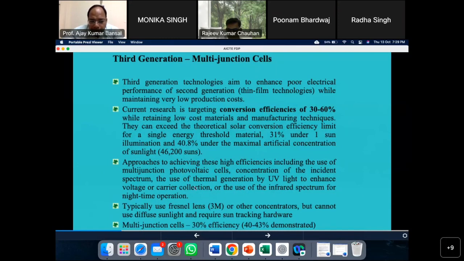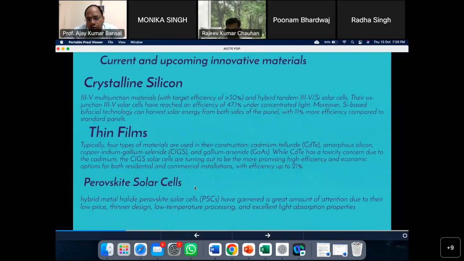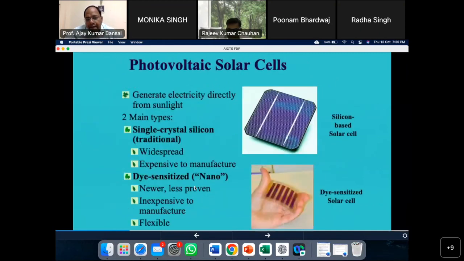So we have multi-junction cells which have 30% efficiency, and we are working on getting 40 to 43% efficiency. The current and upcoming innovative materials which we will be using are crystalline silicon, thin films, and perovskite solar cells. So we have photovoltaic solar cells, silicon based solar cells, and now some are dye sensitized, which are also known as nano solar cells.